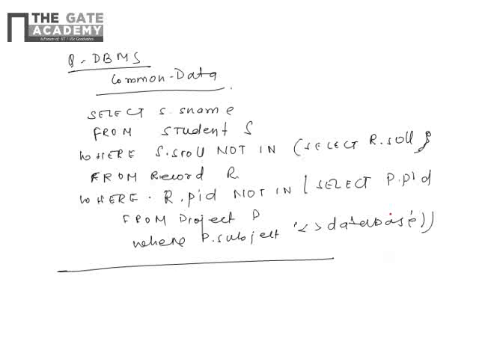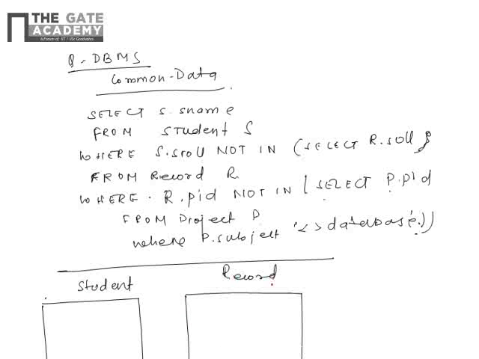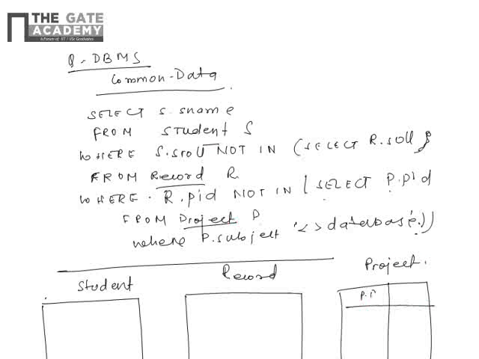Let's work it out. Firstly the inner query will be executed. What is the inner query? Select P.Pid from Project P. There are three schemas: Student, Record, and Project. Say there is a P.Pid and a project name P.name, like 001, 002, 003, 004, and so on. Some XYZ project is there, say there is a database project.